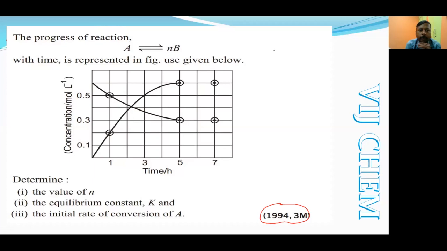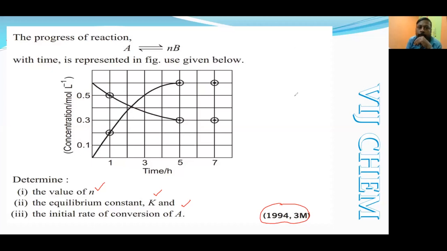So for a reaction, what is the reaction given? A reversible with N moles of B, and this is the graph constructed. What are the things you have to find out? The N value you have to find out, the equilibrium constant you have to find out, and the initial rate of conversion of A also you have to find out.